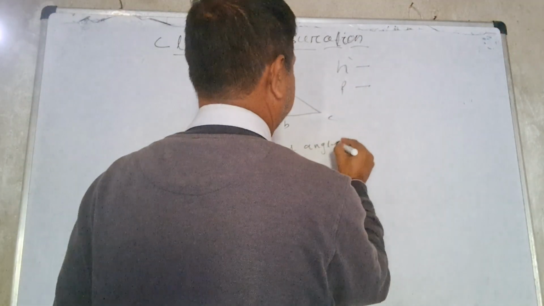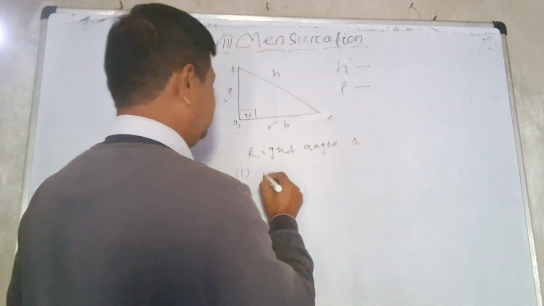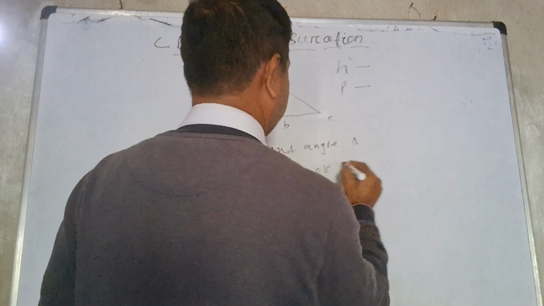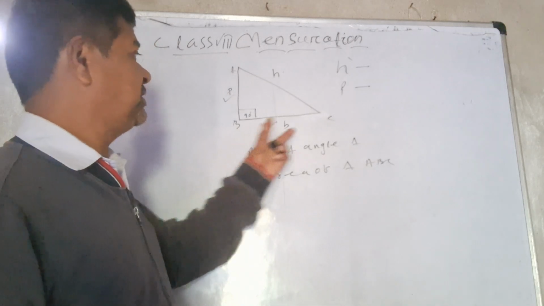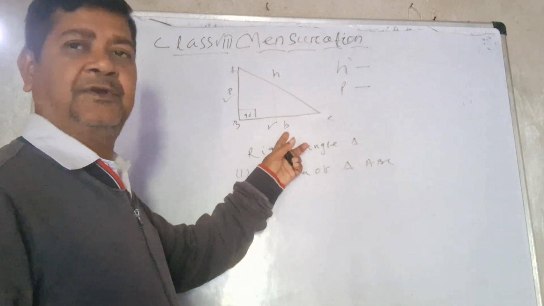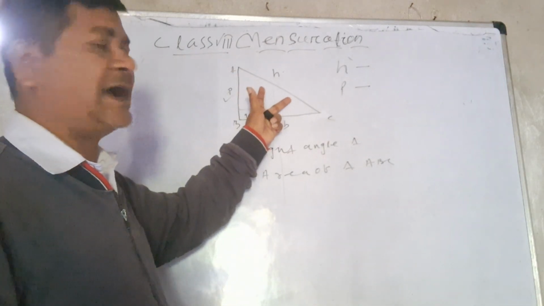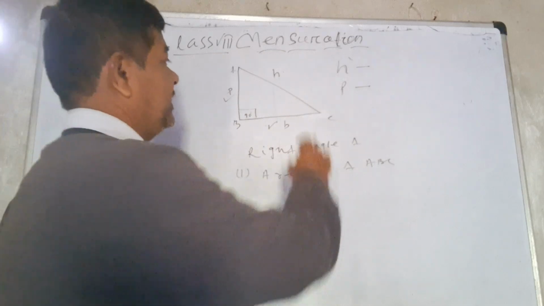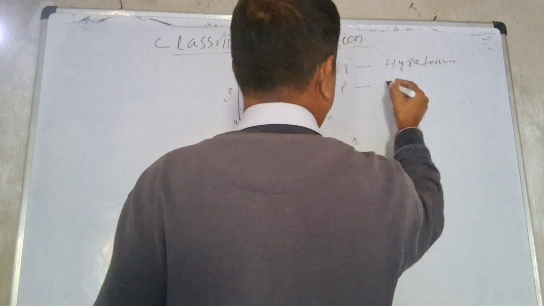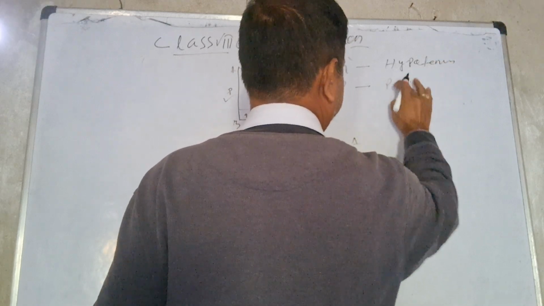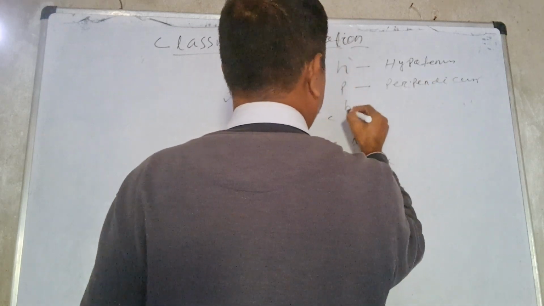First, we are going to find the area of this right angle triangle ABC. Three sides of this triangle: BC is your base, AB is your perpendicular height, AC is your hypotenuse, denoted by letter H. P is perpendicular, B is your base.